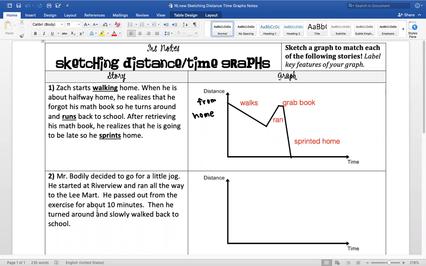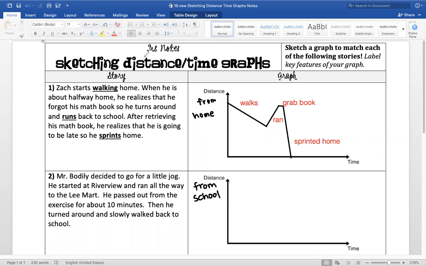He passed out from the exercise for about 10 minutes. Then he turned around and very slowly walked back to school. Your job over here, take your pencil, we are going to write that this is Mr. Bodily's distance from school. So with that said, I want you to figure out where your dot starts. Did Mr. Bodily start at school, or did he start away from school?